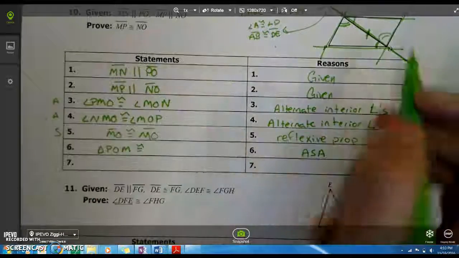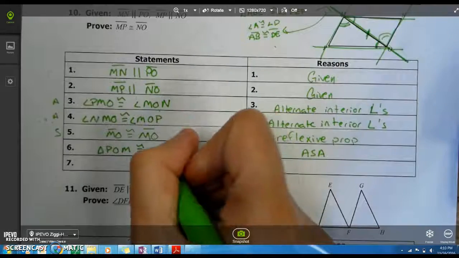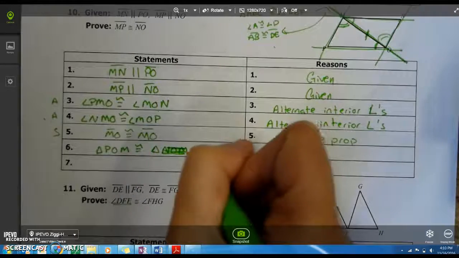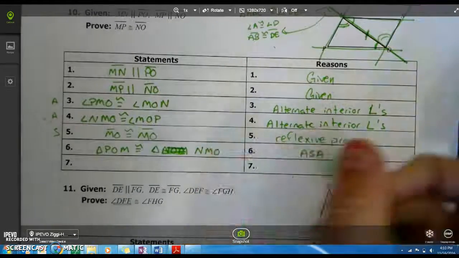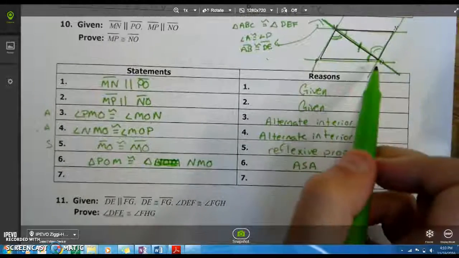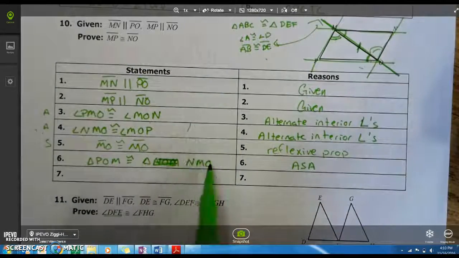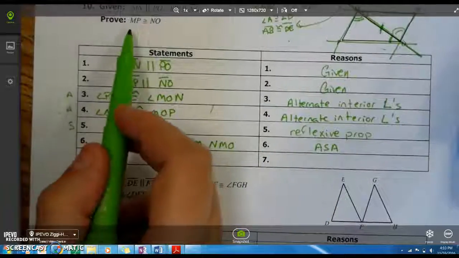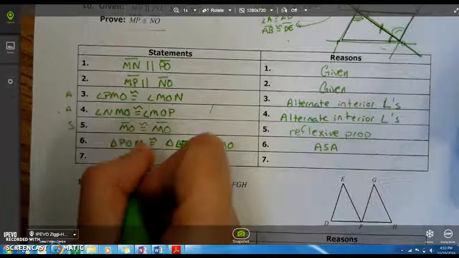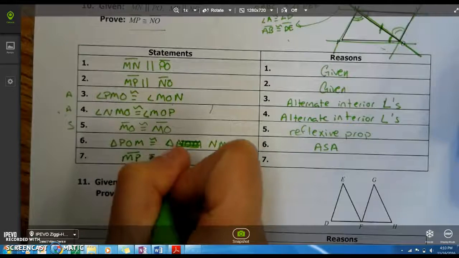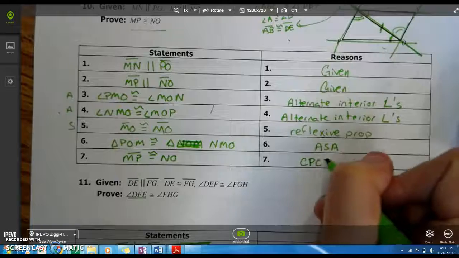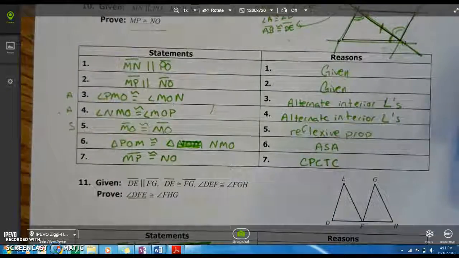POM is congruent to NOM, sorry. N and P have to be the same, right? This angle O is like this angle M, right? They switch, so these have to switch. And now that I've got my triangles are congruent, I can get what I was initially looking for, that they've got congruent sides. And that is always CPCTC.